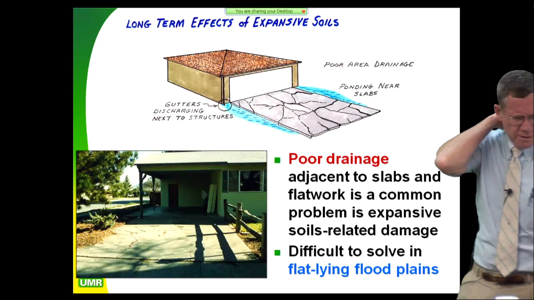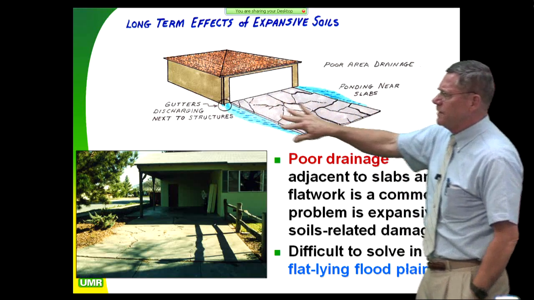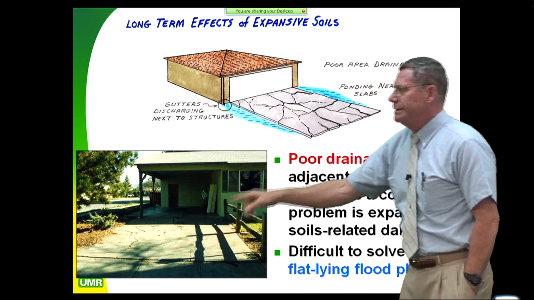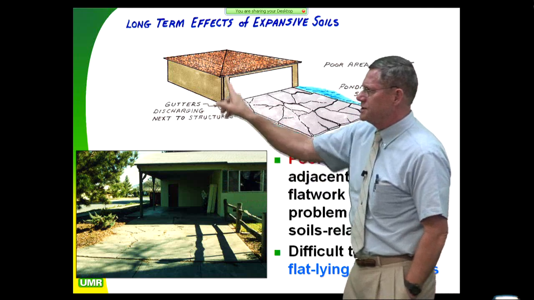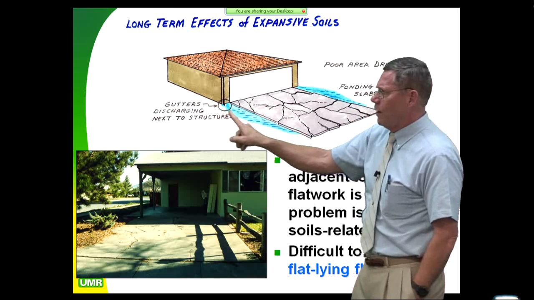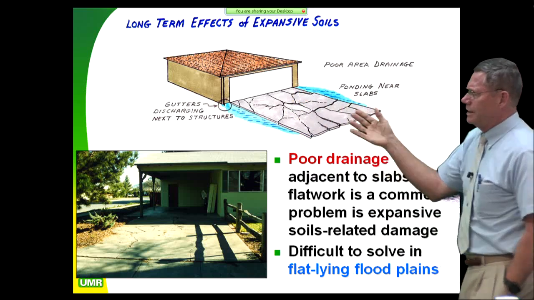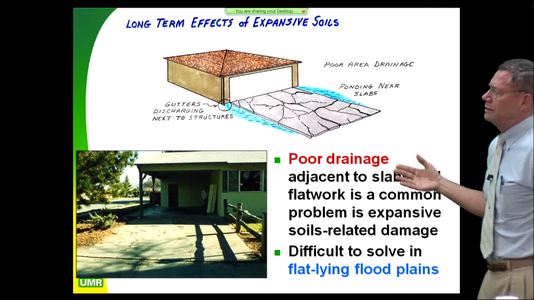What are some of the long-term effects? Typically, you'll see unreinforced flatwork just busting up like this, like in the picture. And what you usually also see is poor drainage. You'll see downspouts coming down and water just ponding along here. If water's going to pond next to anything that's structural, you're going to be in for big problems.